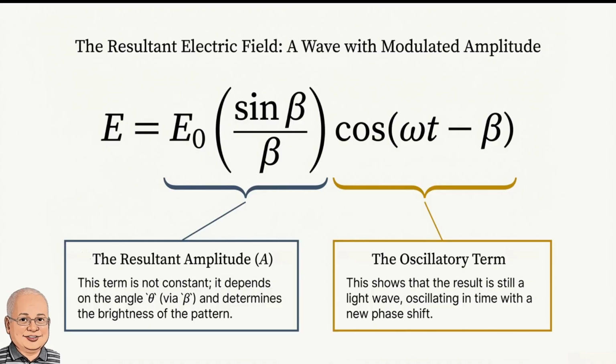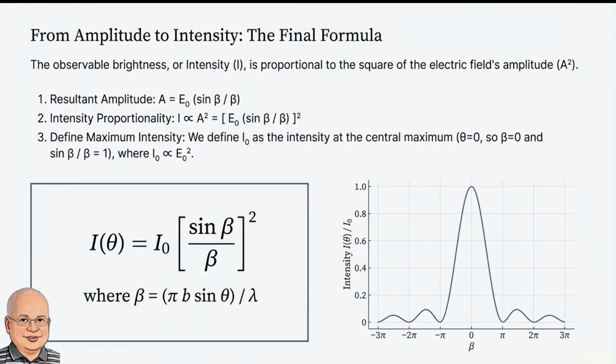And it determines the brightness of the pattern, because brightness or intensity is amplitude squared. And the oscillatory term shows that the light that is coming out of the slit is still a light wave. It is oscillating in time with a new phase shift beta.